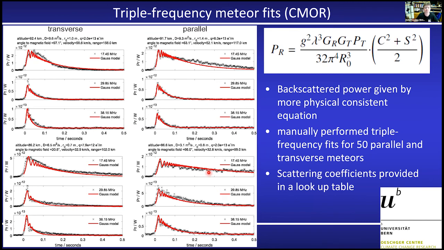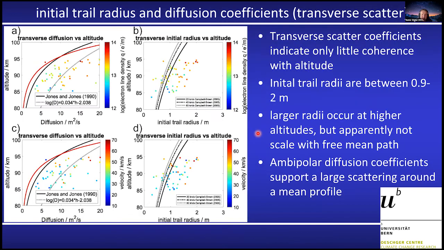Yeah, and basically the equation now gets the backscattered power expressed by this reflection coefficient G for these different geometries, and only depends on, again, these radar parameters. We also looked at the altitude dependency for the diffusion and initial trail radius, and we see that the initial trail radius has some altitude dependence between, let's say, 50 centimeters to 1.5 meters, but it does not scale with the mean free path, which was a bit speculated before. And our observations fit quite well to previous studies from Campbell-Brown.